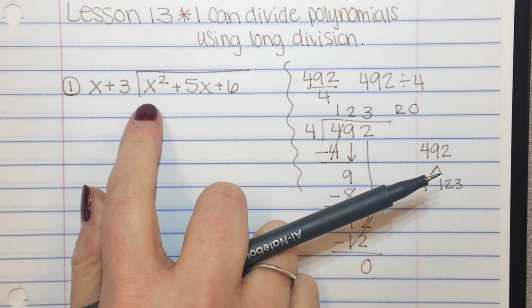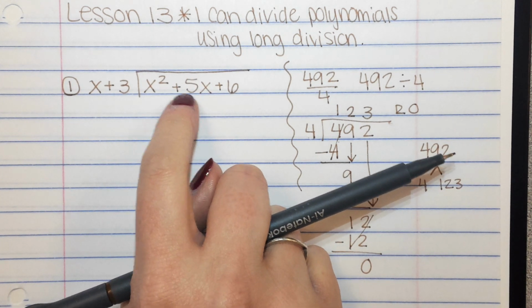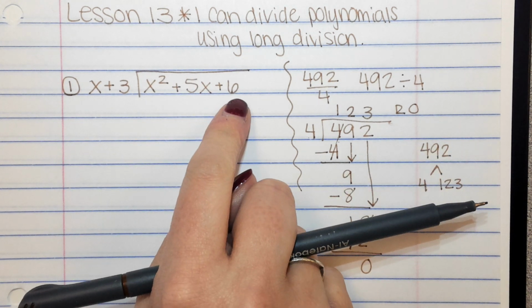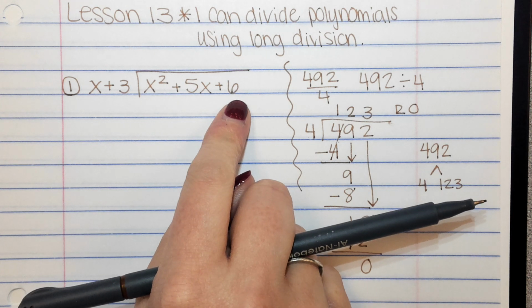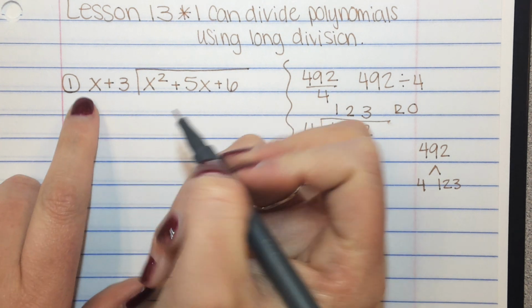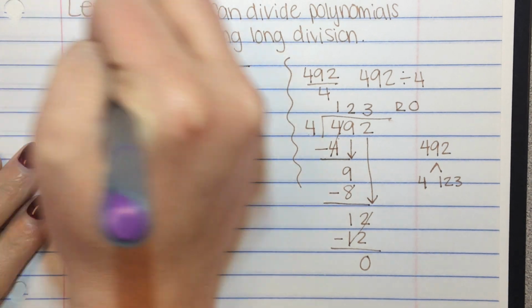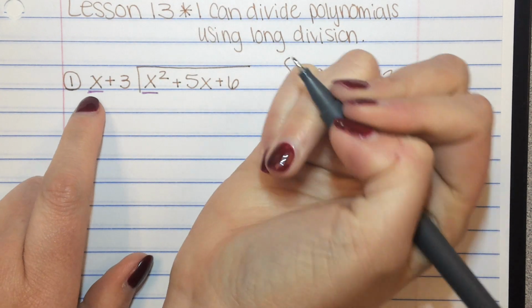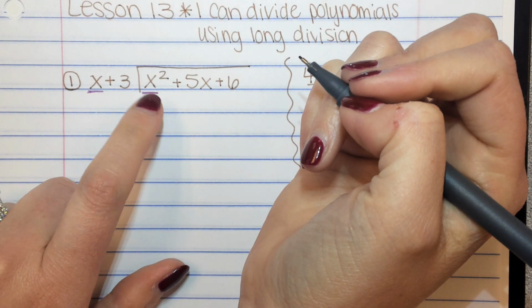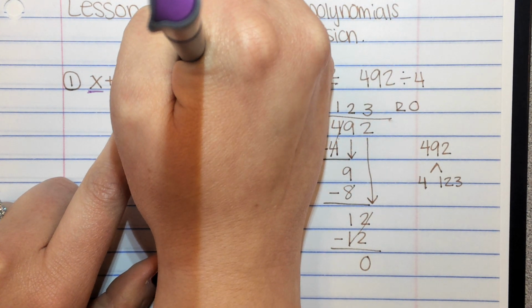Now, we're going to do the same thing with a polynomial. I started off with an easy polynomial that we could factor and get our two factors, but I'm going to show you how it works with the long division. So we're looking at the front pieces, so the x and the x squared. X times what gives me x squared? X times x.